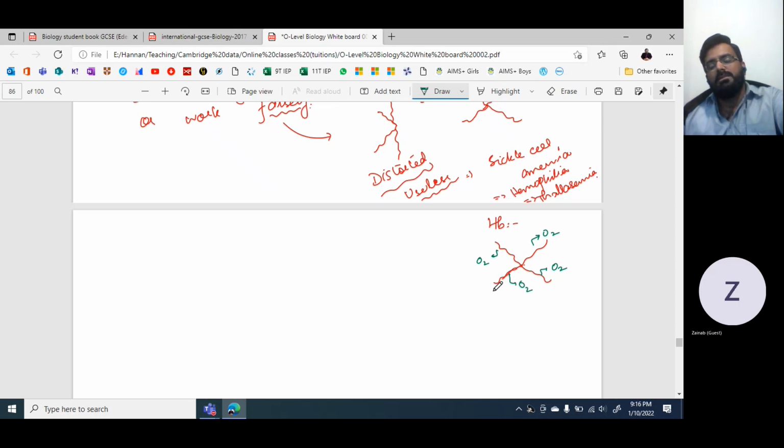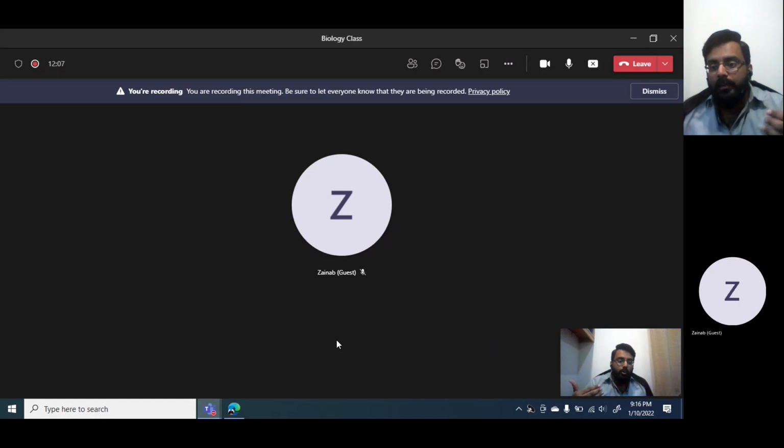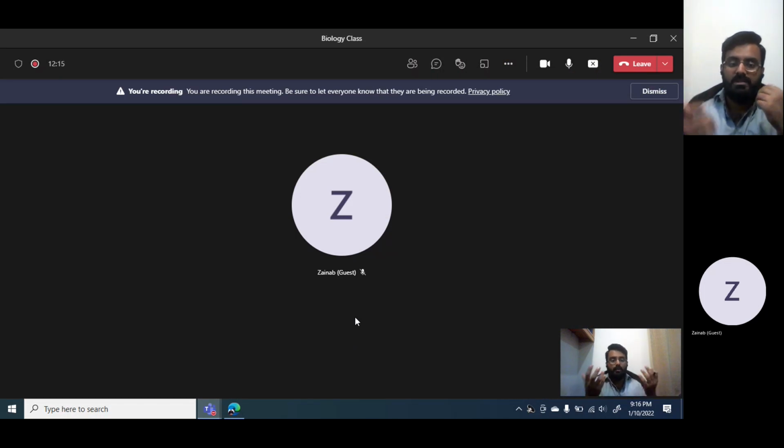Assume that the genes for the HB become distorted, become mutated. What would happen? They do not carry oxygen. They would never carry the oxygen. What would happen? We would be needing hemoglobin or blood from external sources. I'm only telling you about this disease to emphasize the importance of proper working of the gene.